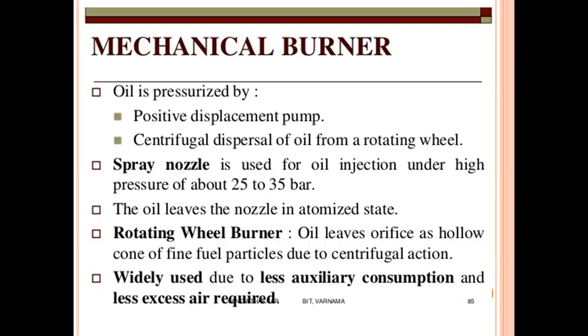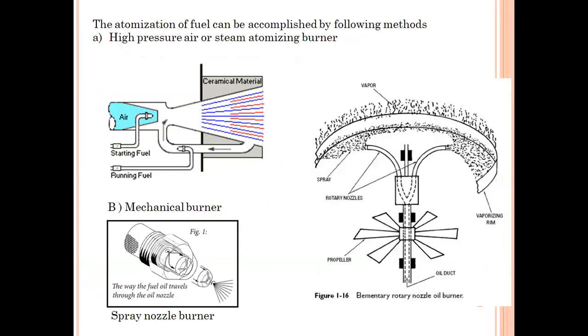Rotating wheel burner: oil leaves orifices as a hollow cone of fine fuel particles due to centrifugal action, widely used due to less auxiliary consumption and less excess air required. The atomization of fuel can be accomplished by the following method: high pressure air or steam atomizing burner, ceramic material, starting fuel, running fuel. We can see a mechanical burner, high pressure air or steam atomization burner.